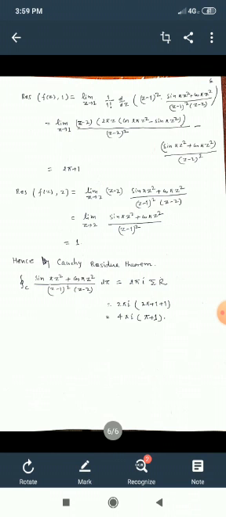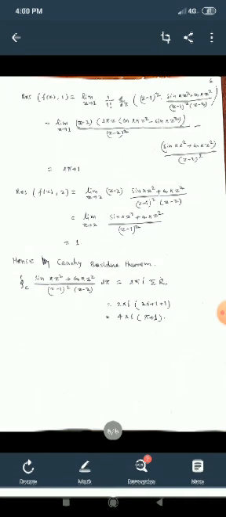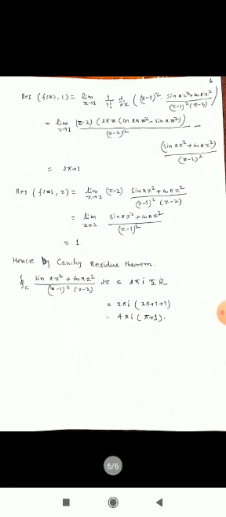So residue of f(z) at z = 2 is equal to the limit as z tends to 2 of (z - 2)(sin pi z squared plus cos pi z squared) upon (z - 1) whole squared (z - 2), which is the limit as z tends to 2 of (sin pi z squared plus cos pi z squared) upon (z - 1) whole squared. So this is equal to 1. Hence by Cauchy residue theorem, the value of the integral is equal to 2 pi i times the sum of residues. So 2 pi i (2 pi plus 1 plus 1). So this is equal to 4 pi i (pi plus 1). So with the help of residues, we can calculate the integral very easily.